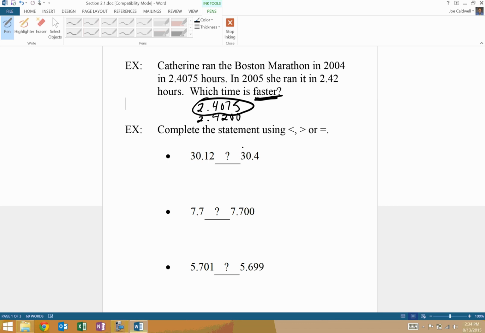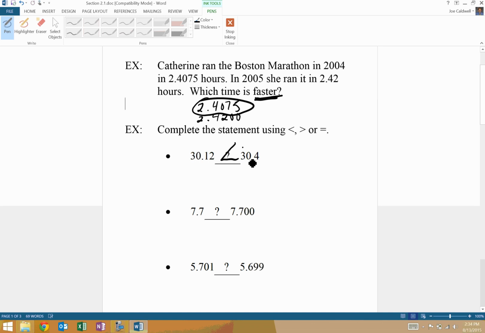30.12, or 30 and 12 hundredths, is how you say that. 12 hundredths, because the last digits are in the hundredths spot. And 30 and 4 tenths. So which one is bigger? Obviously they both have a 30. We get to the tenths place. One has a 1, the other has a 4, which means that 30.4 is bigger. Remember, the alligator wants to eat the bigger number, however you want to remember that. The open part goes towards the bigger number. And so in that case, it's 30.4.